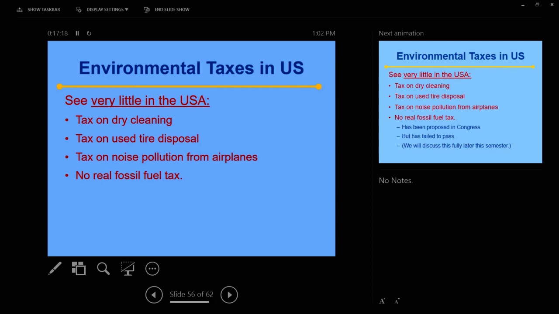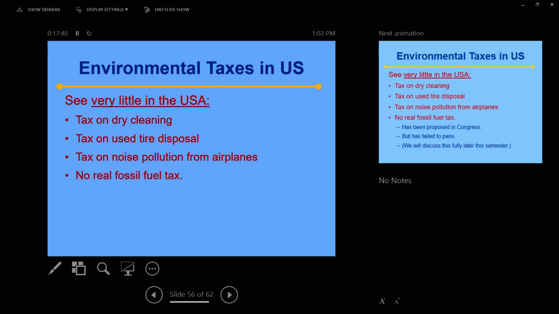Tax on used tire disposal. When you go to buy a new tire, they take your old tire and they charge you a fee for disposal. Hopefully they're using that money to dispose of tires in a way that's a little more environmentally friendly. I know they've tested out trying to shred them, use them in asphalt, all kinds of things. So maybe some of that money is used to fund research.